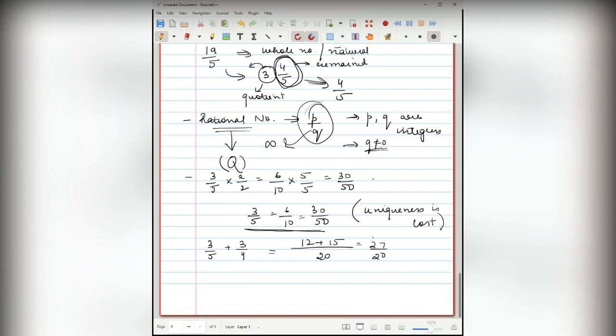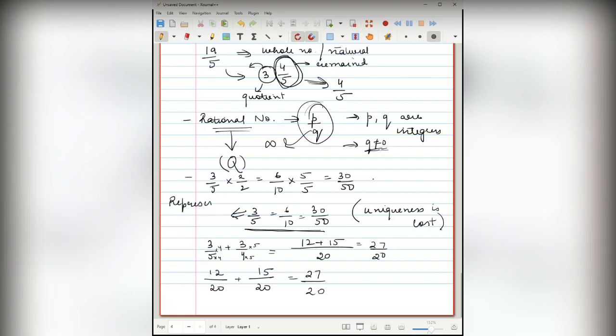There is a better way. What you can do is make the denominators the same. How can you achieve it? Multiply 3 by 5 by 4 over 4, and 3 by 4 by 5 over 5. Now the denominators are the same, so this becomes 12 by 20 plus 15 by 20. Now it is easy: 27 by 20. So when this concept of uniqueness is lost, it helps us do these things very easily. The proper term is that representation is not unique.